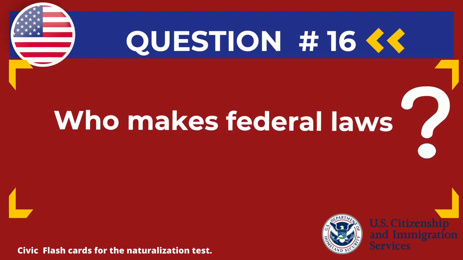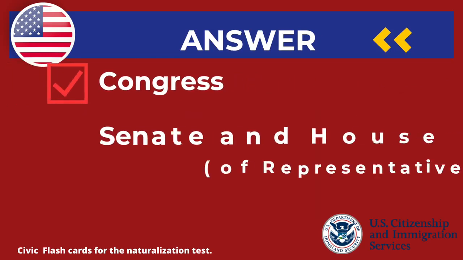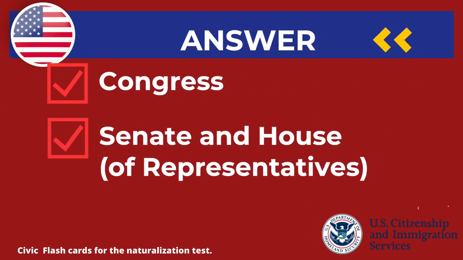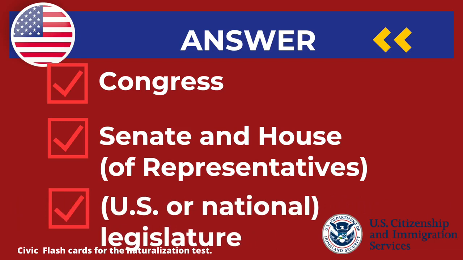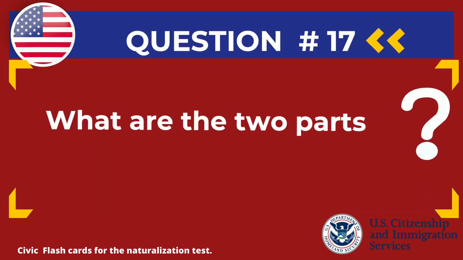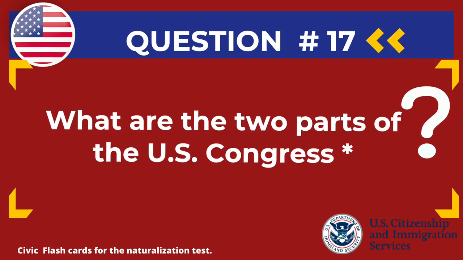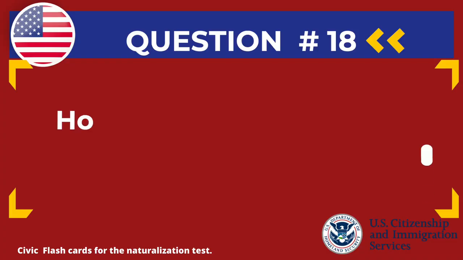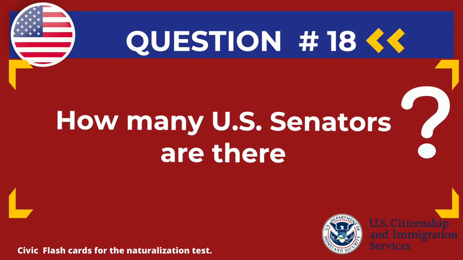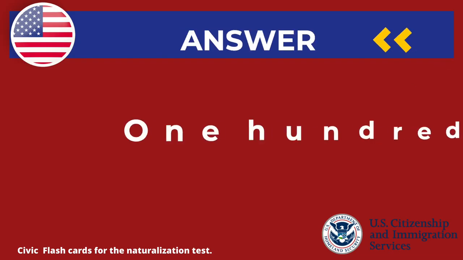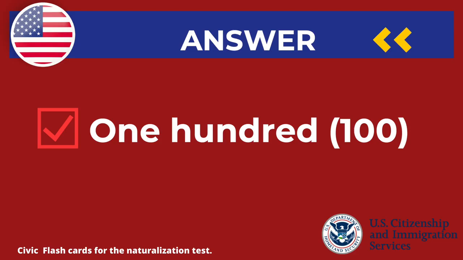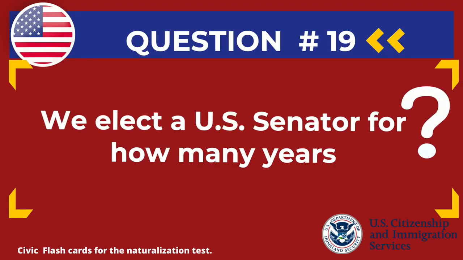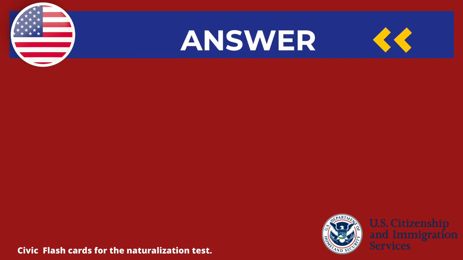Who makes federal laws? Congress, Senate and House of Representatives, U.S. or national legislature. What are the 2 parts of the U.S. Congress? The Senate and House of Representatives. How many U.S. senators are there? 100. We elect a U.S. senator for how many years? 6.